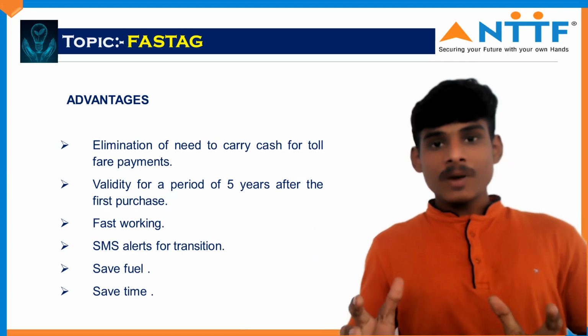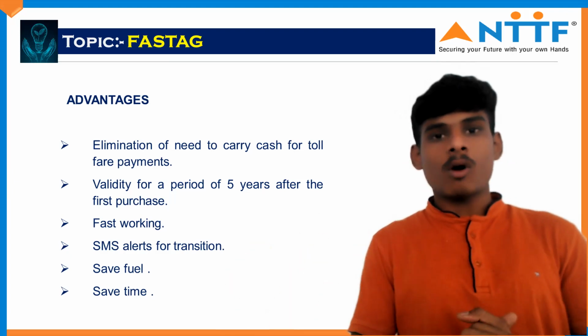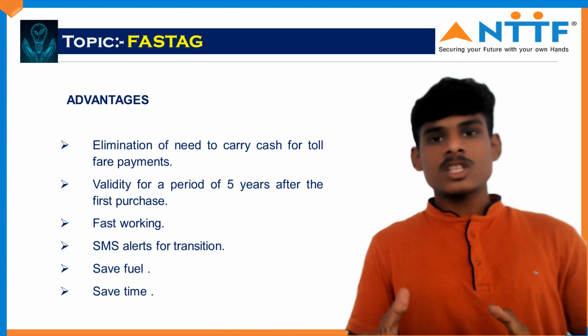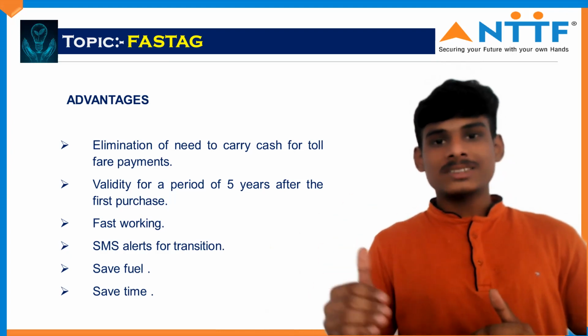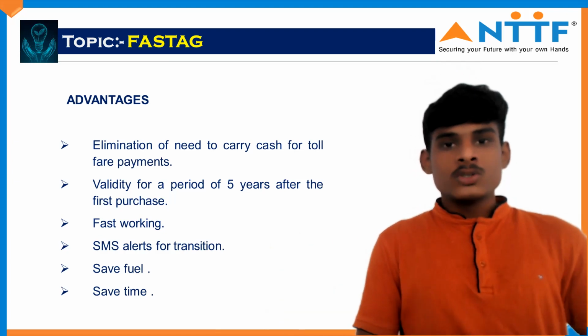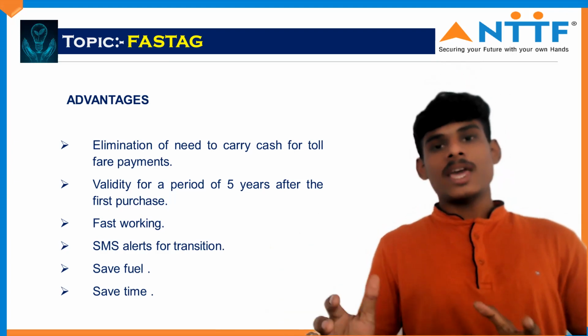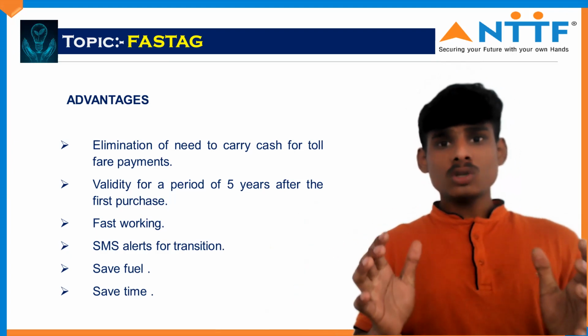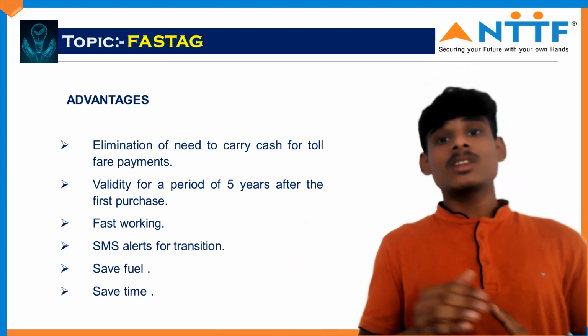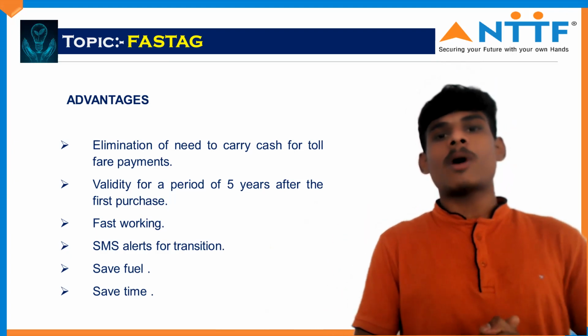So as compared to the manual operation or any other operation, the working of this FASTag technology is much higher, or the fastest, as compared to the other one. So the next advantage will be the SMS alert for the transaction. When we pass through the toll, it automatically cuts money from our account.